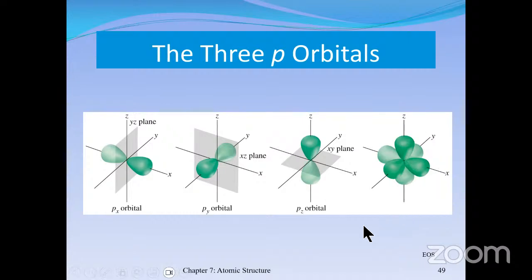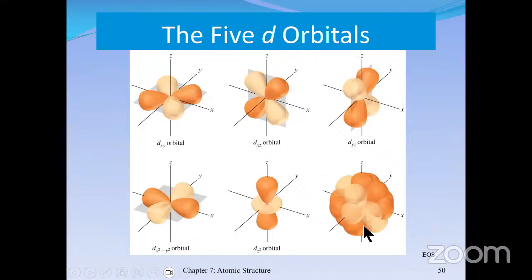And then when it comes to the d orbitals, I won't even expect you to memorize what these look like, but you need to know that they exist, and you need to know that there are 5 of them, right? So wherever you have any d subshells, there'll be 5 d orbitals, all right? And then you have the f orbitals, which look even more complicated, and there are 7 of them, right?